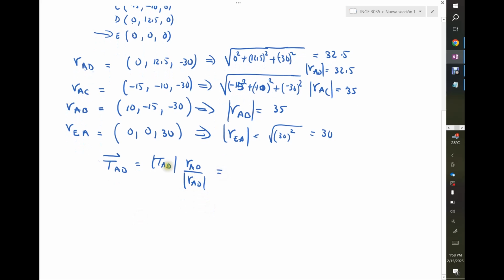In numbers, they already gave us this number, which is about 1300, so we write it down. And this divided by this is basically take this number here, 0, 12.5, and minus 30, and divide each one by the magnitude, in this case 32.5, 32.5, and 32.5. And you have the distribution of this tensor in X, let's write it like I, J, and K.